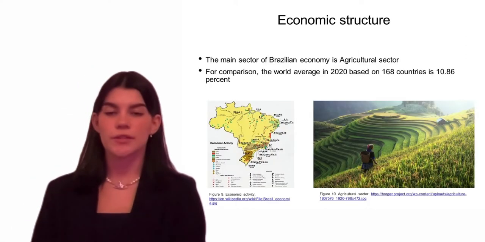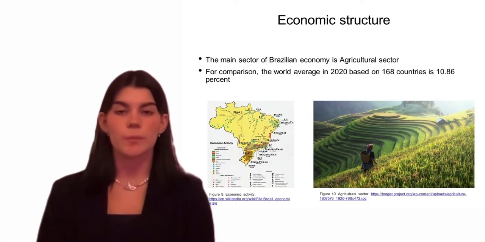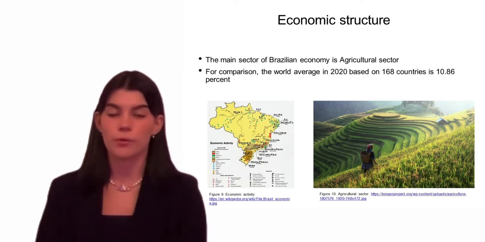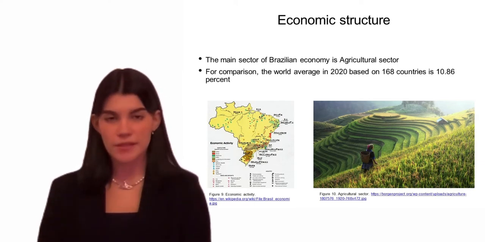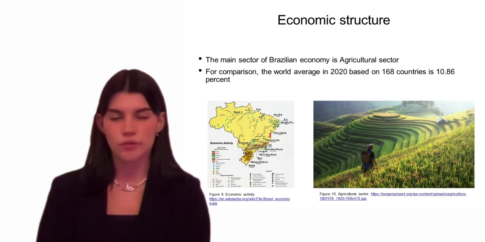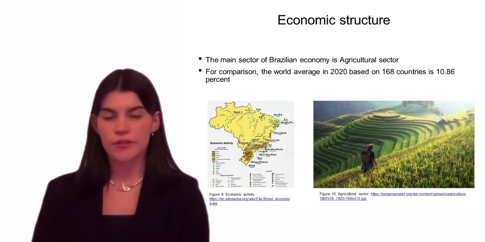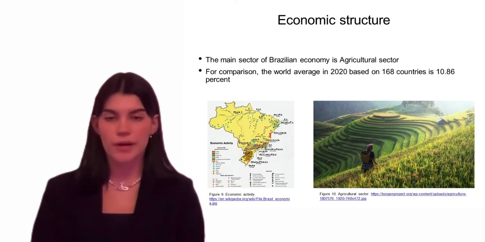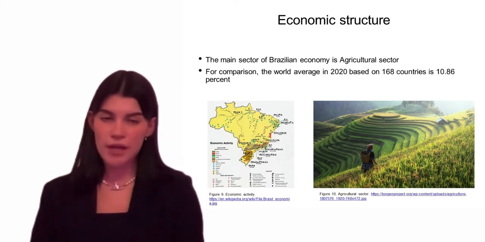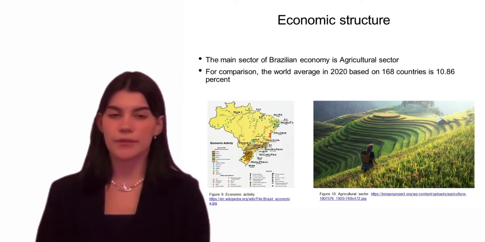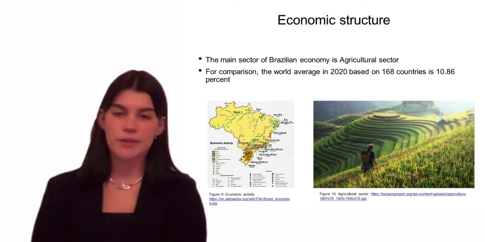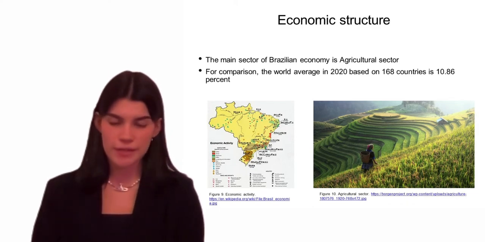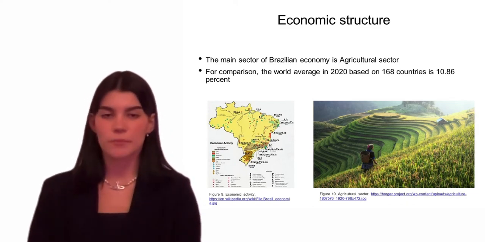Talking about economic structure of the country, first of all, it should be mentioned that until 2012, Brazil was quite successful as it was one of the world's fast-growing economies. The main sector of Brazilian economy is agricultural sector, which includes forestry, fishing, hunting, and since the country is the largest exporter of soy, rice, coffee, tobacco, banana, and cotton, shares of agricultural sector is 5.91%. For comparison, the world average in 2020, based on 160 countries, is 10.86%.